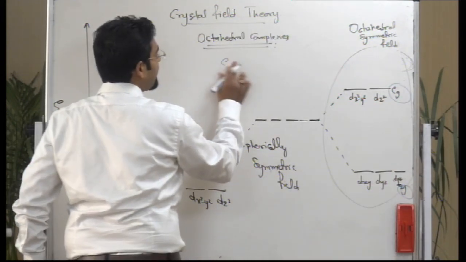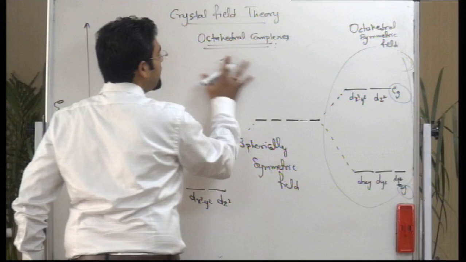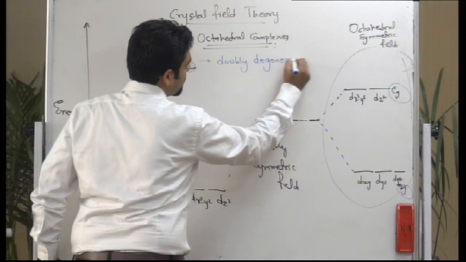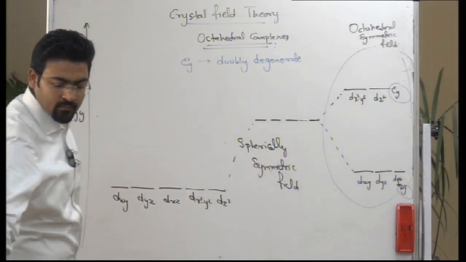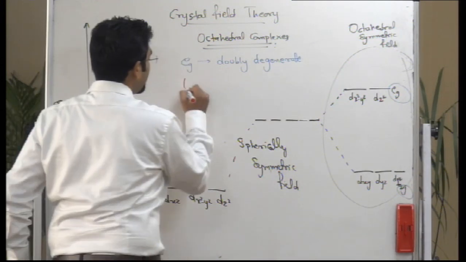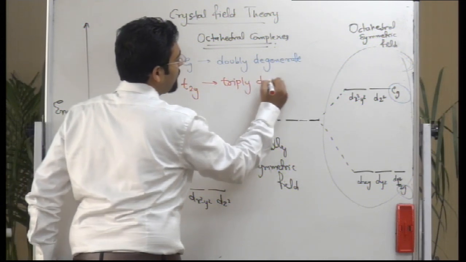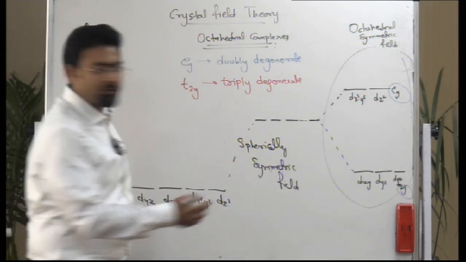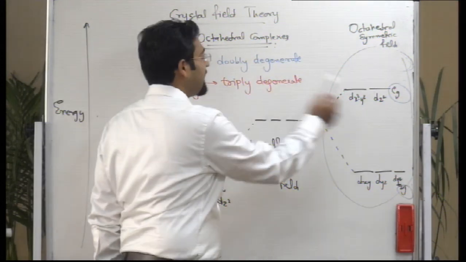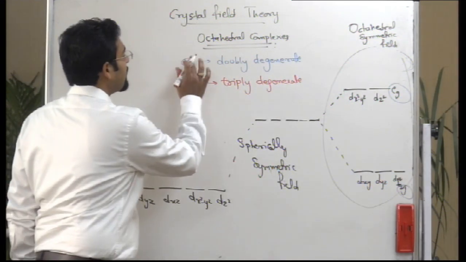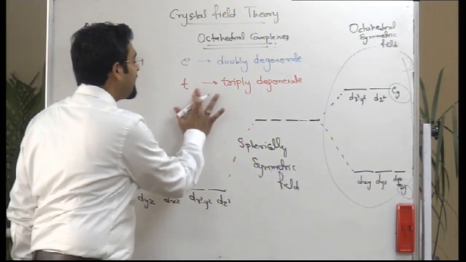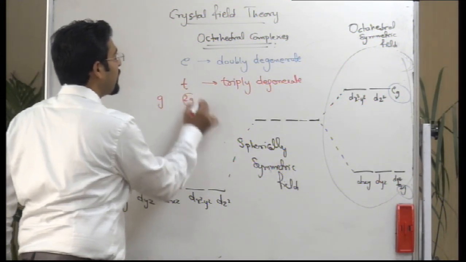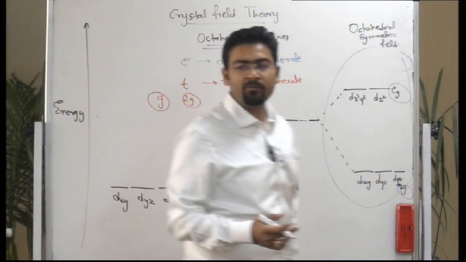So in Eg, E refers to doubly degenerate. And in T2g, T refers to triply degenerate. So degeneracy means having the same energy. So T2g means all three have the same energy. Eg stands for that they are doubly degenerate. So only E refers to doubly degenerate and only T refers to triply degenerate, not Eg or T2g. So this g in Eg and T2g refers to the molecular symmetry, and precisely here it refers to the orbital symmetry.